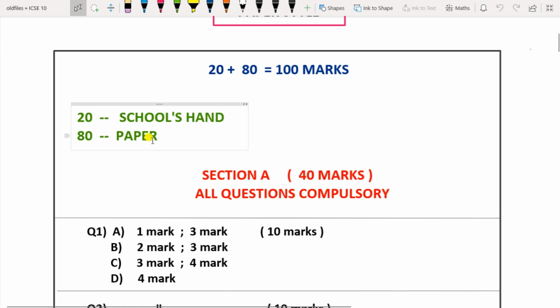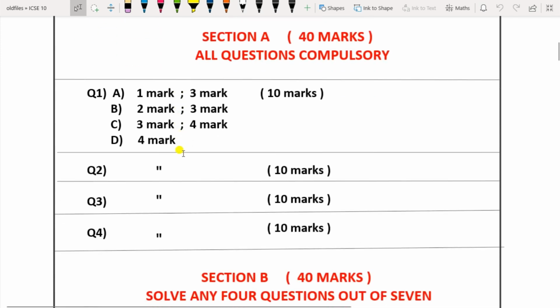Okay, so be the best at this. Now let us see about the 80 marks paper style. So you have two sections to solve, section A and section B. Each section is of 40 marks.